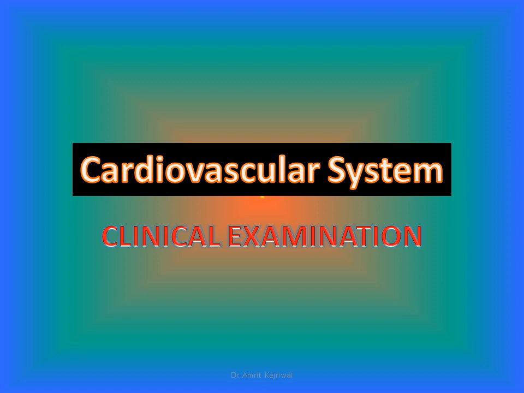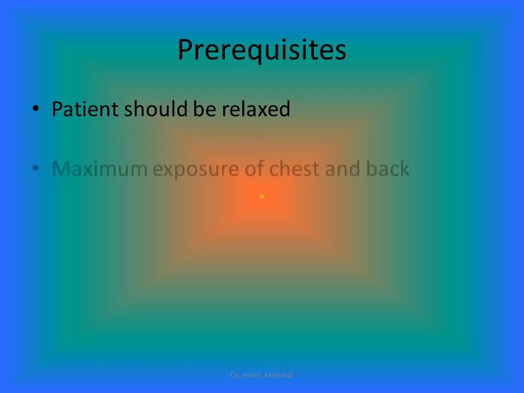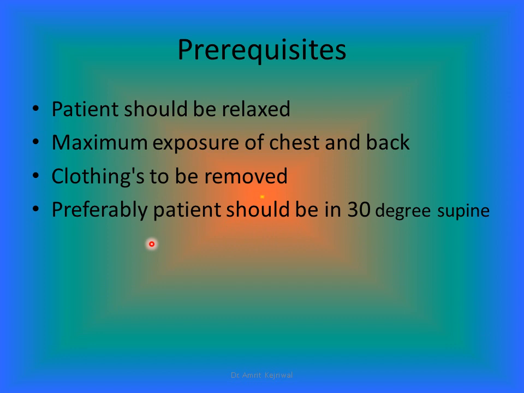Coming to the cardiovascular system examination, clinical examination. First of all, there are prerequisites for the cardiovascular system examination. The patient should be relaxed, with maximum exposure of the chest and back, and clothing to be removed. Preferably the patient should be in a 30-degree supine position.